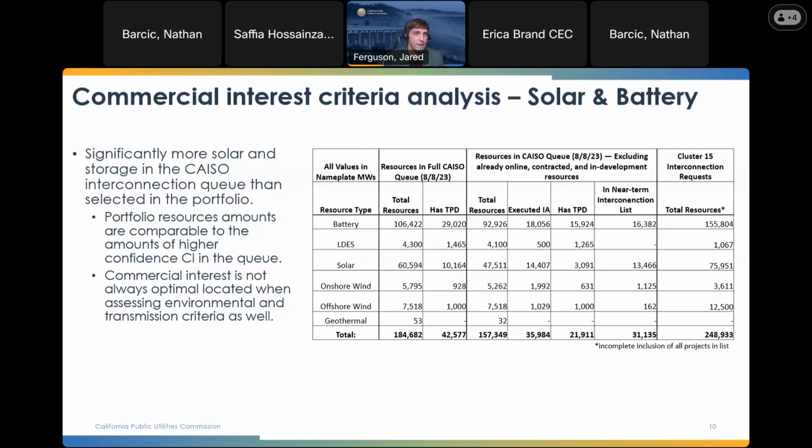For solar and battery, there is generally way more solar and battery commercial interest than we have resources in the portfolio. And in some situations, particularly in the 2034 mapping, we actually have more higher confidence commercial interest for solar and storage than we have resources in the portfolio. Next slide.